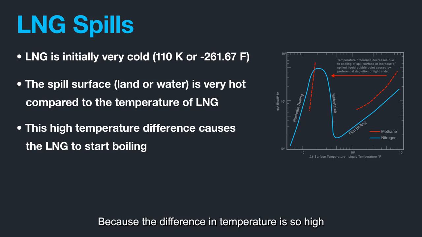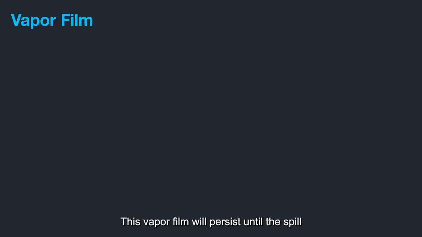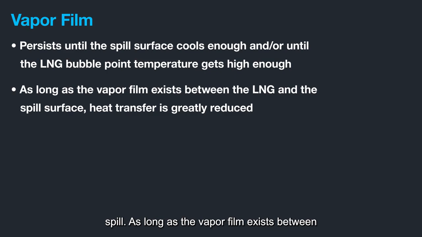Because the difference in temperature is so high initially, a vapour film is formed at the contact point between the LNG and the underlying spill surface. See Figure 7. This vapour film will persist until the spill surface cools enough and/or until the LNG bubble point temperature gets high enough as methane is preferentially depleted from the liquid LNG spill. As long as the vapour film exists between the LNG and the spill surface, heat transfer is greatly reduced. The vapour layer acts as an insulator also.